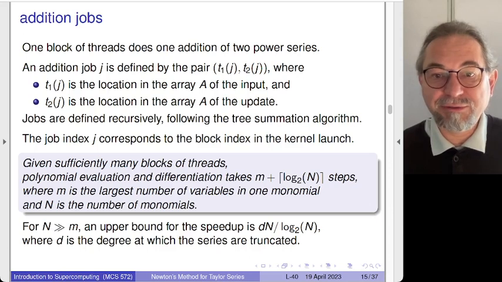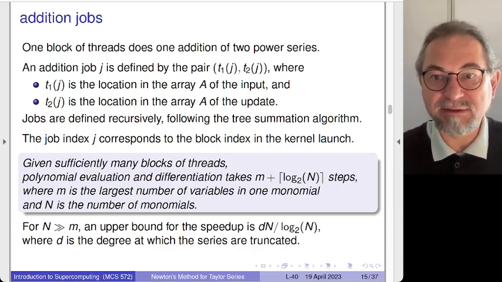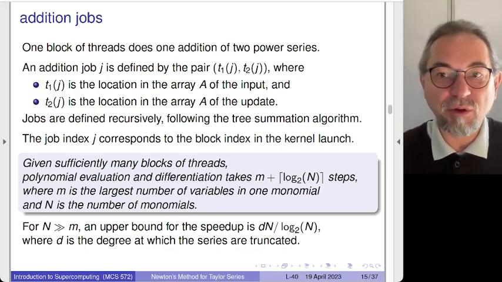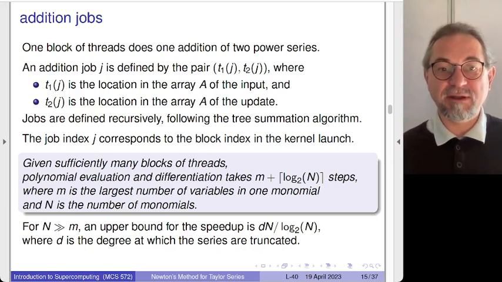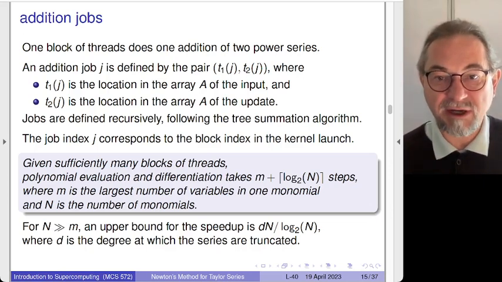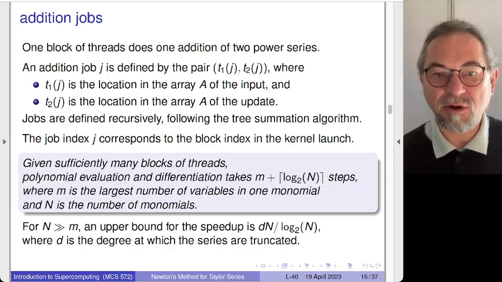The tree algorithm depends on the number of monomials, and the nice thing is that even with many monomials, the base-2 logarithm will quickly reduce this. If you have 1000 monomials, it will take 10 steps to reduce everything. Again, given sufficiently many blocks of threads, we have very nice bounds on the optimal speedup that can be obtained, and on the optimal number of steps it will take.